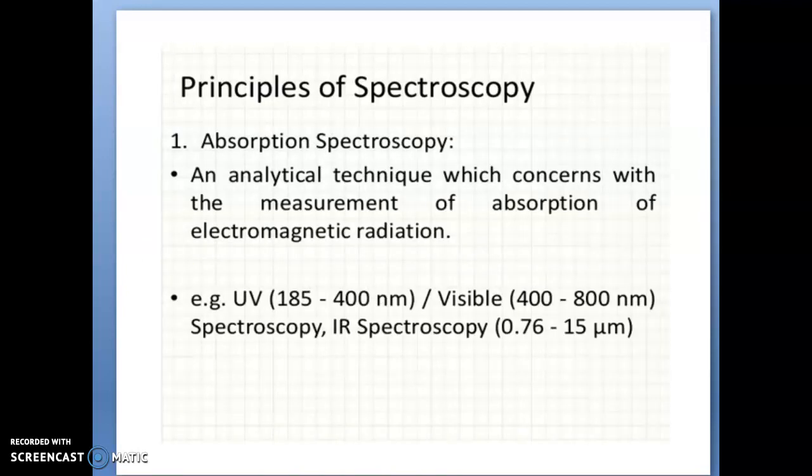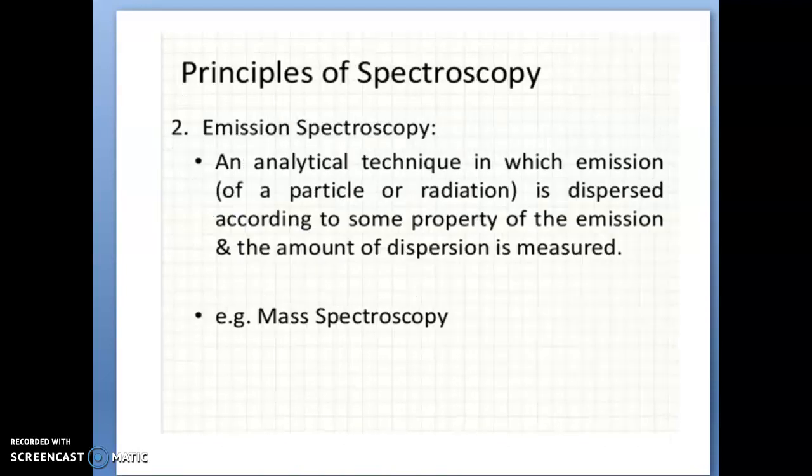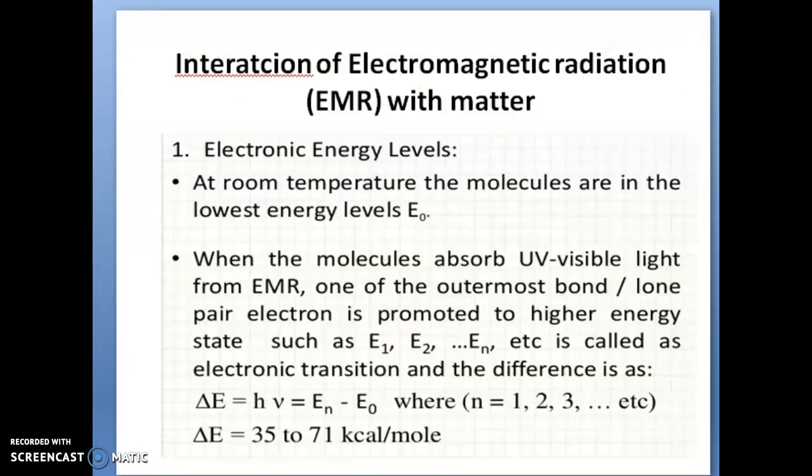Spectroscopy and spectrum can be due to absorption or emission. Absorption spectroscopy is an analytical technique concerned with the measurement of absorption of electromagnetic radiation. When a material absorbs electromagnetic radiation and we analyze the absorbed spectrum, it is known as an absorption spectrum. UV-visible spectroscopy and IR spectroscopy are absorption spectroscopy. What is emission spectroscopy? Here the emitted spectrum is analyzed. An example of emission spectroscopy is mass spectroscopy.